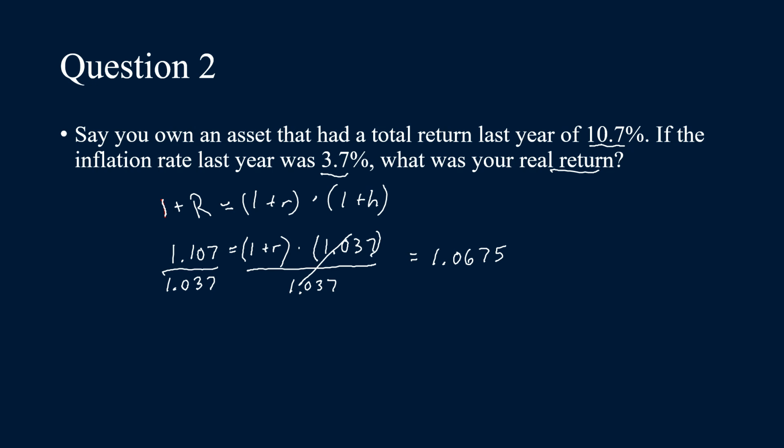We can convert that into a percentage. So we subtract the 1, so minus 1, that's 0.0675, or 6.75%. Okay, so that was our real rate of return after inflation has been accounted for. Okay, so that's very easy.